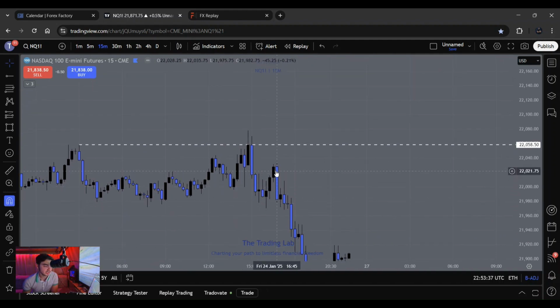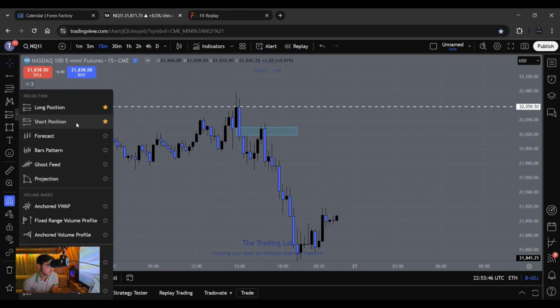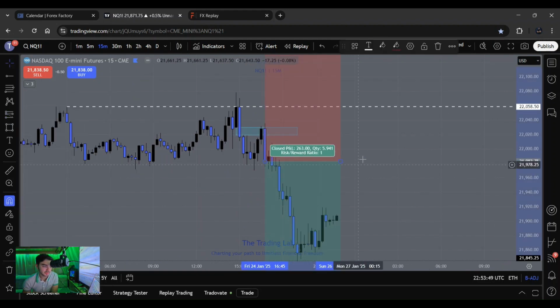We start pulling it into this fair value gap here. You can use your fair value gap for entries. We respect the fair value gap. We would enter short after the respect of the fair value gap.